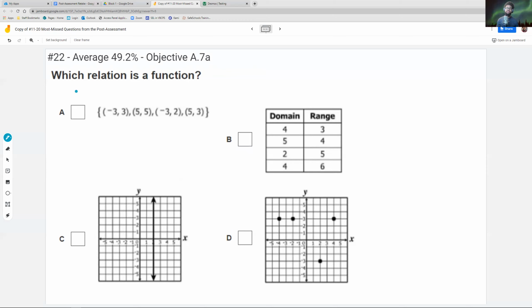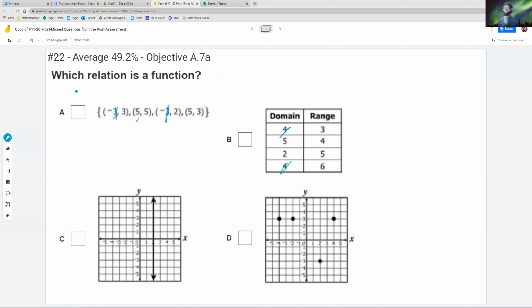Can the y values repeat if it's a function? They absolutely can, but the x values can't repeat. When we're looking at a set of points, we're going to check to see if the x values repeat. If any of them repeat, then we know it's not a function. We have a negative 3, negative 5. Oh, we got a negative 3 here and a negative 3 here. That's not a function. We have a 4 here and a 4 here.